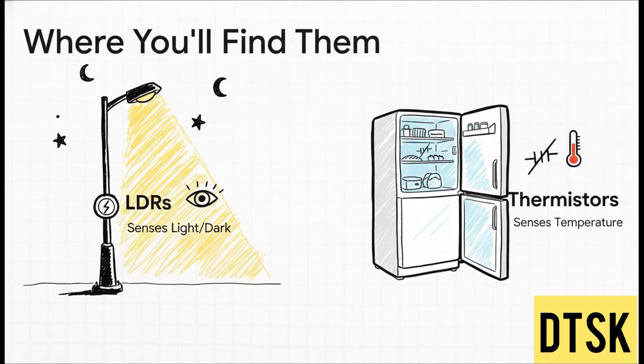And this isn't some abstract theory. You see this stuff every day. You know that street light that just knows when to turn on at night? That's an LDR at work, sensing it's gotten dark. Or how about your refrigerator, always staying at the perfect temperature? That's a thermistor inside, telling the cooling system when to turn on and off. They're just simple sensors, but they're doing these really important jobs all around us.